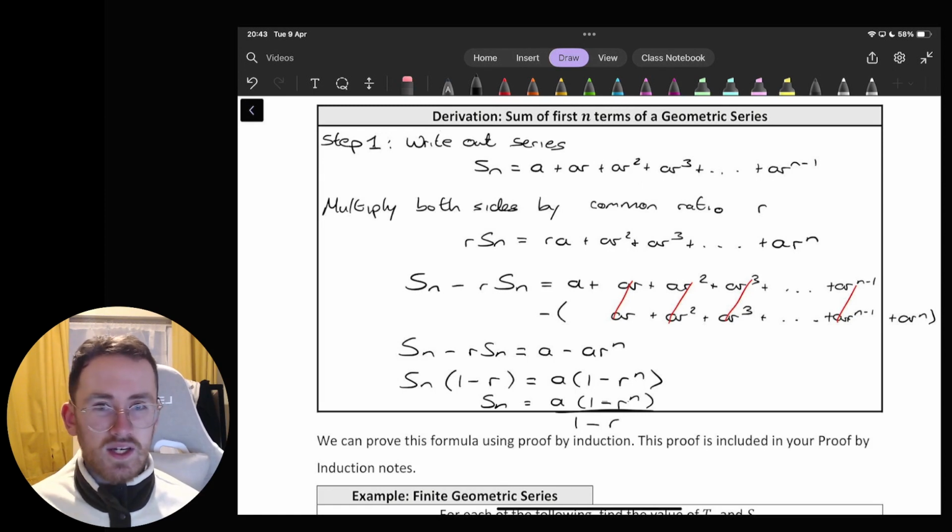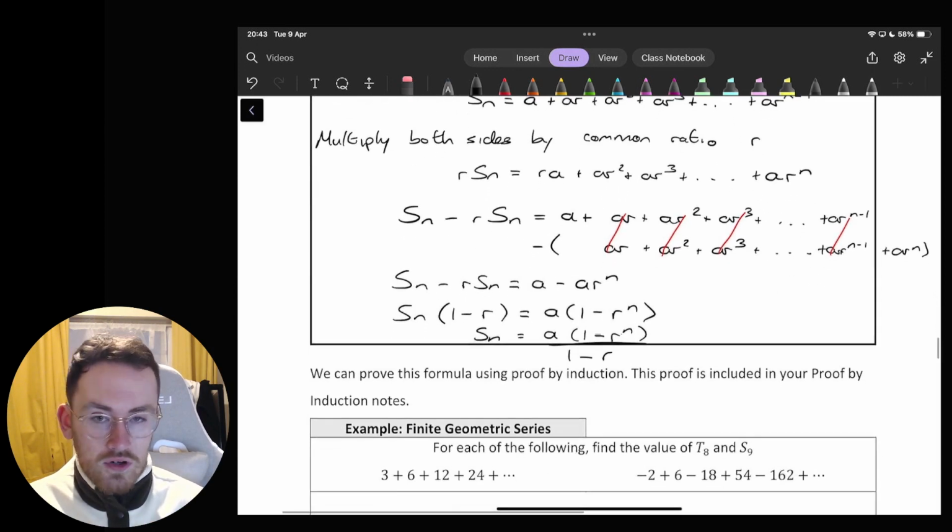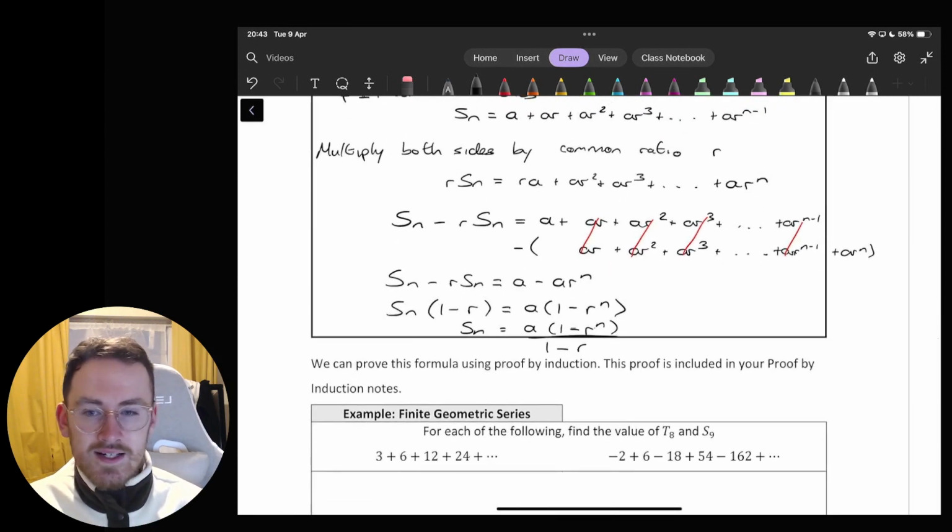Okay, so just a very quick derivation. It's not an awful lot of steps to it really, but it's one that's worth being aware of and worth knowing. We can prove that formula using induction, and that's included in the proof by induction notes. So if you want to go check them and make sure you're familiar with that proof and how we would prove it using our usual induction methods.